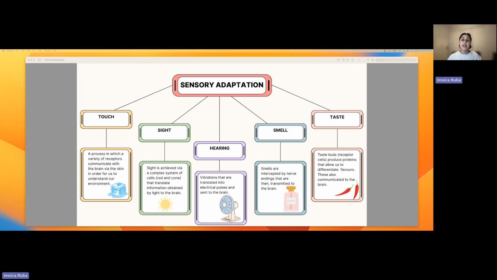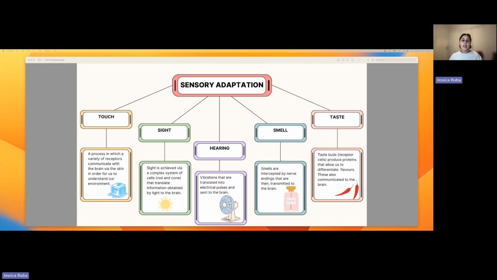Sight is another one, and it is achieved via a very complex system of cells that translate information obtained by light to the brain. An example of this using the sun is being in a very dark room at night. Now, there is the wives' tale that carrots do help us see at night. In reality, it's actually our body and our eyes adjusting to the lack of light. We sometimes can see outlines of objects, for example, in the dark.